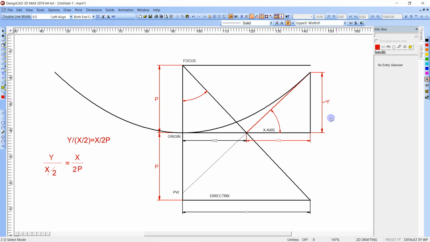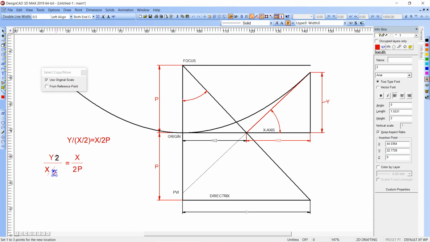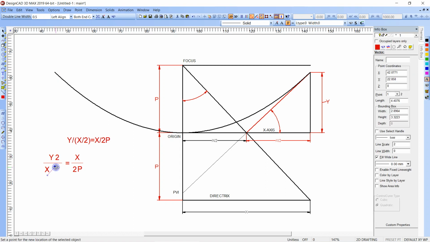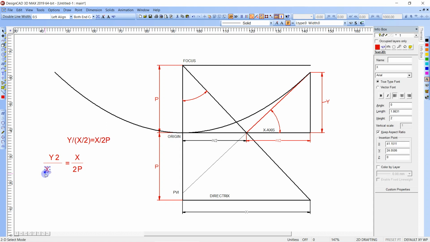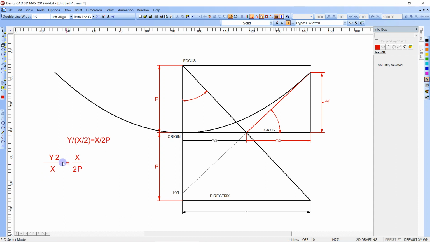Y over x/2 is equal to x over 2p. So we got a fraction on the bottom. To get rid of that, we're going to multiply both by 2, and you end up with this. Anytime you get a fraction on the bottom, you just move the divisor to the top. That's what you end up with. Then we just cross multiply.